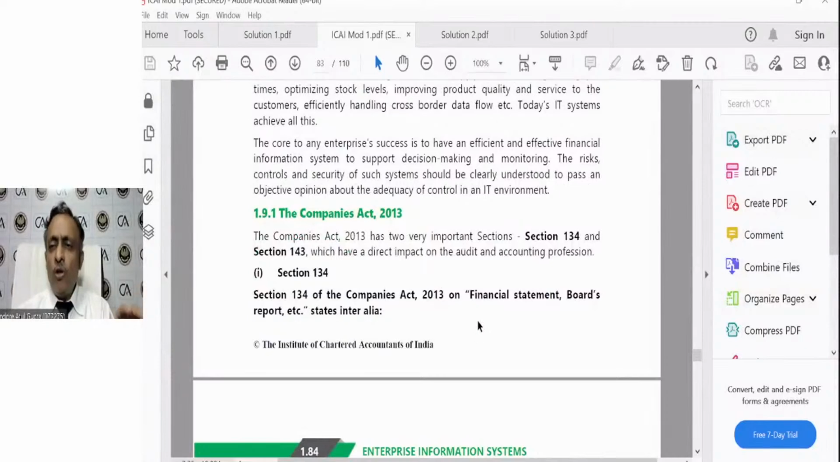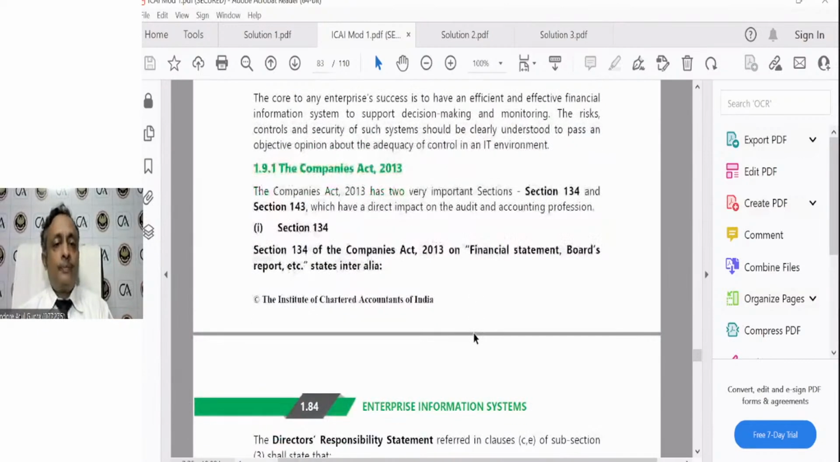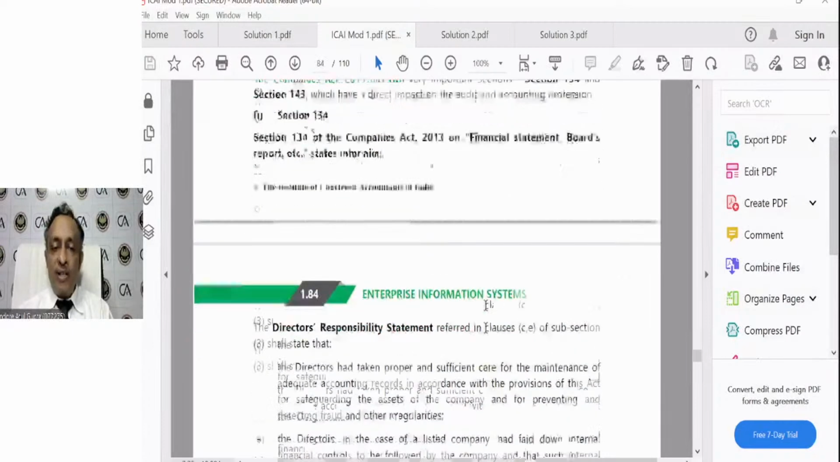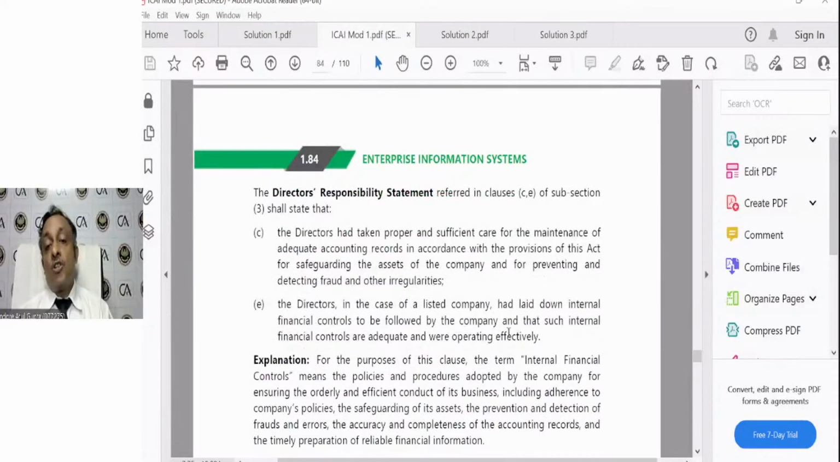In the module also, important sections are highlighted. We are not going to read them A to Z, but indicate exactly the intent, what they want to say. All these sections which you are reading, you have already read as a part of your company law, economic law, business law part. So there is nothing new per se here. Two important sections, 134 and 143. Section 134 of the Companies Act on Financial Statements, board reports, states the director's responsibility statement.